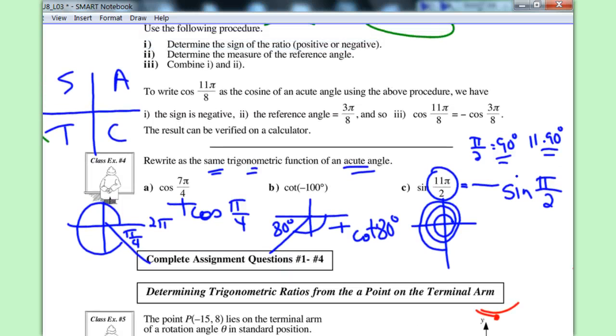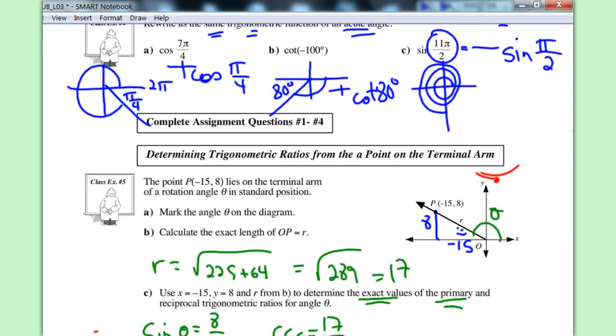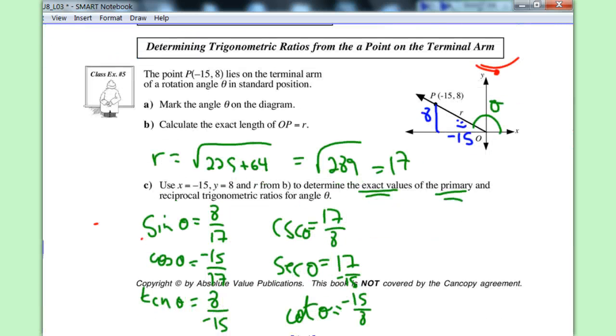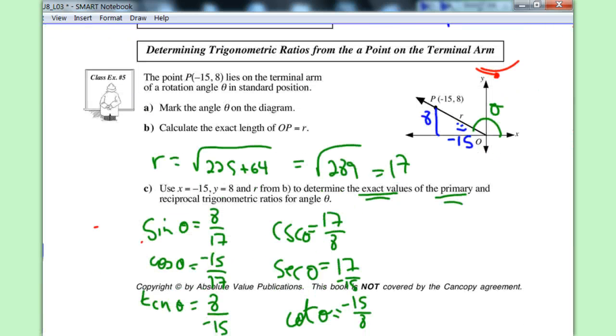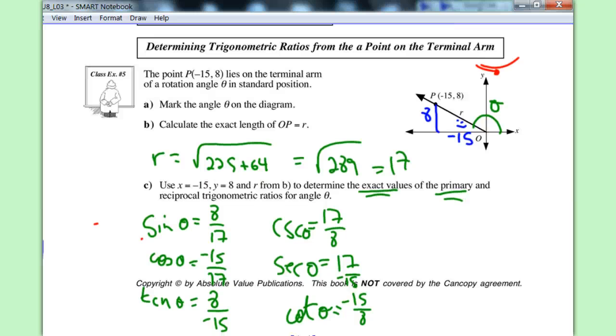You've done questions like this in Math 20, so I'm going to go fairly quickly through this, and they want you to take a point and find the exact value of trig ratios. You know how to do this from Math 20, so I'm just going to scroll through, but you can pause and then come back and look at it, right? So if your angle of rotation stops at that point, you need to find the exact length of the radius. So when you find the exact length of the radius, it turns out to be the square root of 289, which is 17. And there are all my primary and reciprocal trig ratios.